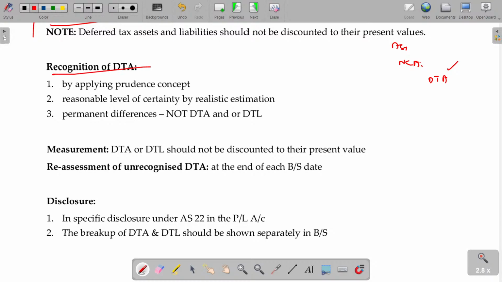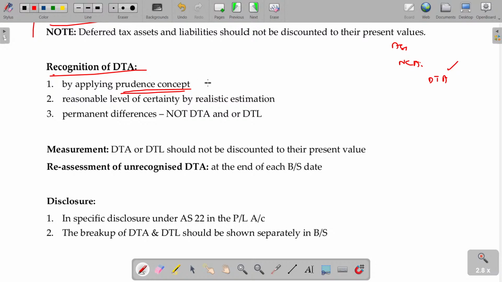Recognition of DTA. How do you recognize the DTA? By applying the prudence concept. DTA means the amount you pay more than the actual amount you're supposed to pay. As per financial accounts, you have to pay 1 lakh, but for taxation purposes, you paid 1,50,000. That 50 you can recover later. Then only it will be named as DTA. Can I consider this as DTA?